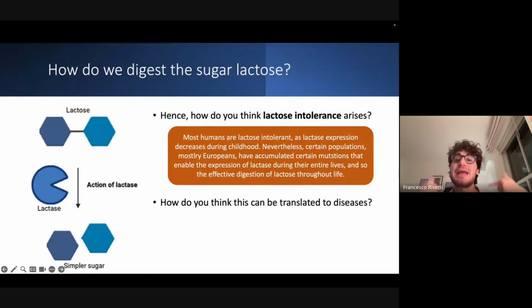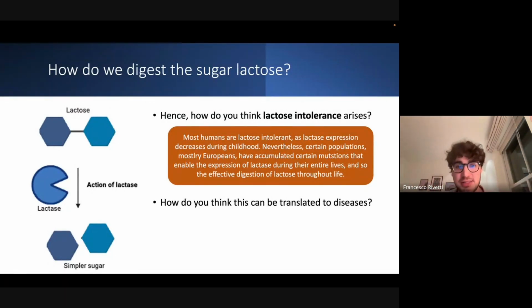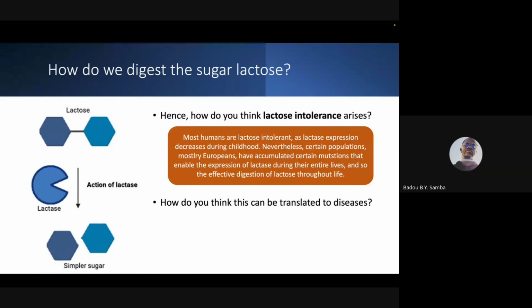But expanding this, because obviously lactose intolerance is not a disease, how do people think that this can be compared to some diseases like sickle cell anemia or other things? Pardon, can you come again?